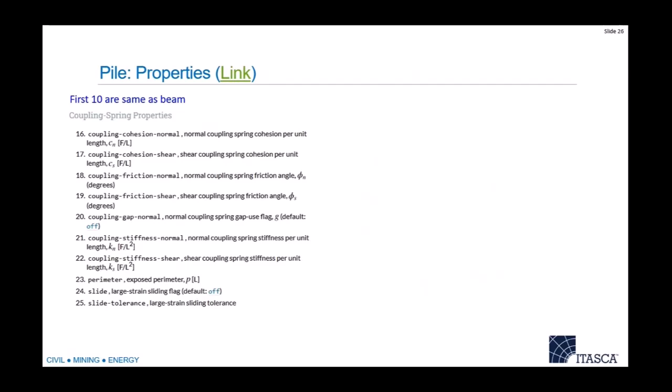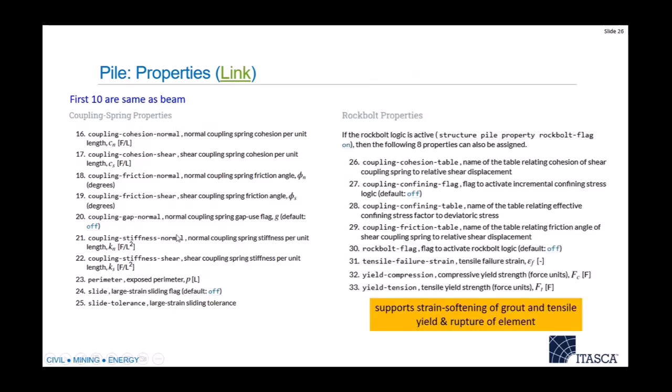Okay, pile properties. The way these are listed, there's always going to be a disclaimer before that says, oh, the first 10 properties are the same as the beam, because a pile is really just a beam element with the addition of special coupling spring properties, which are all listed here. And then rock bolts. Rock bolts are a special type of pile that allows strain softening and tensile yielding of the actual bolt itself.